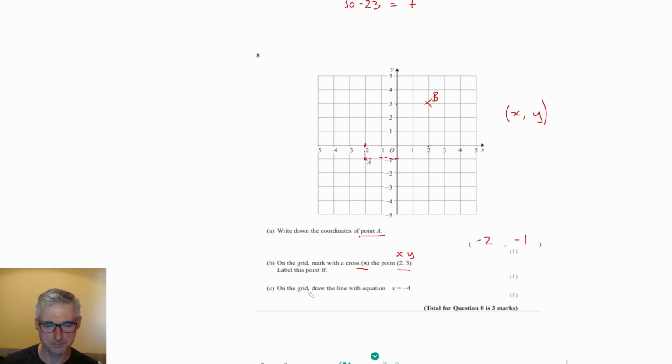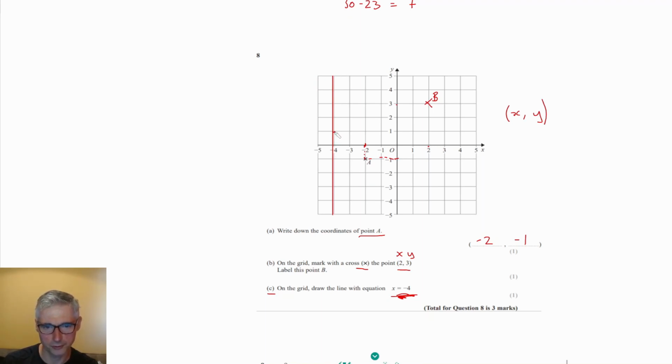That's that one done. And now, finally for this question, we've got to draw the line with the equation x equals -4. So what that means is a line where every point on that line has an x coordinate that is -4. And if we drew a vertical line here like this, we can see that every point on that has an x coordinate of -4.